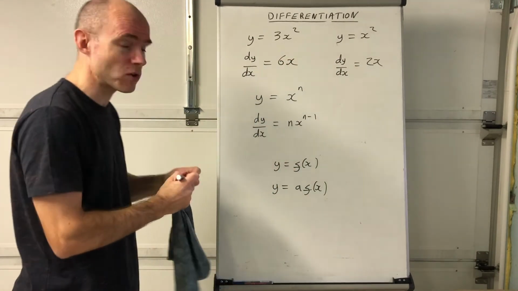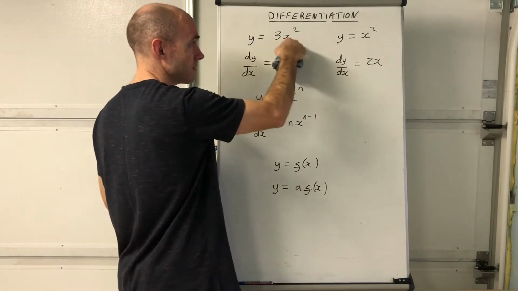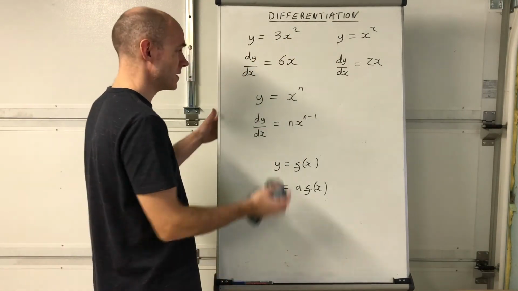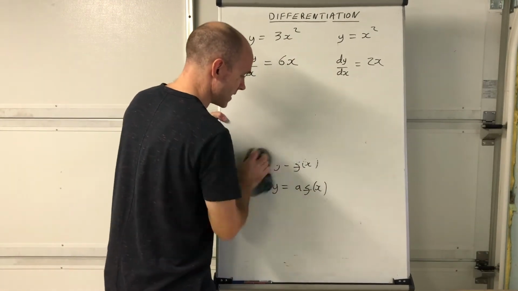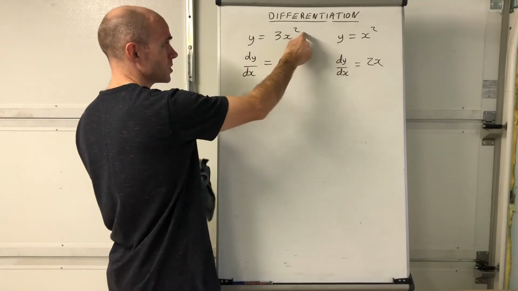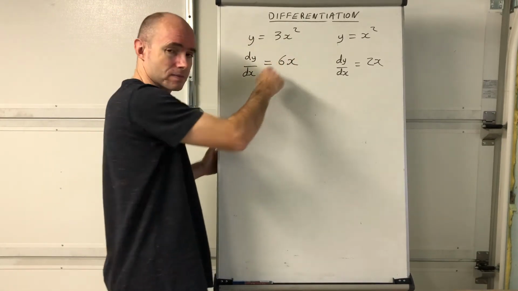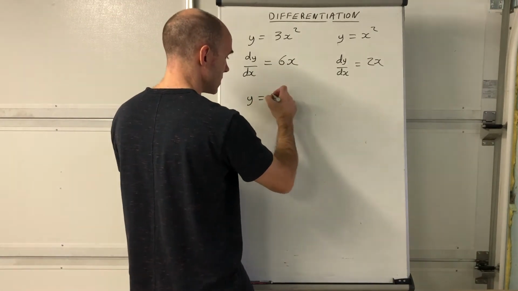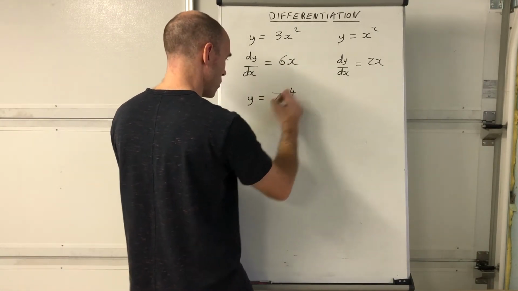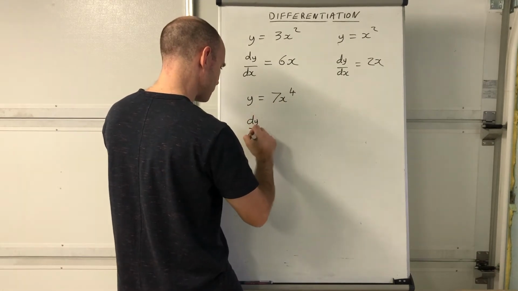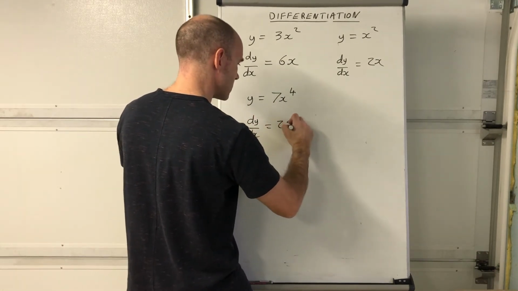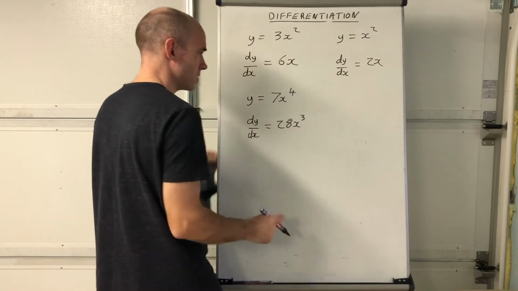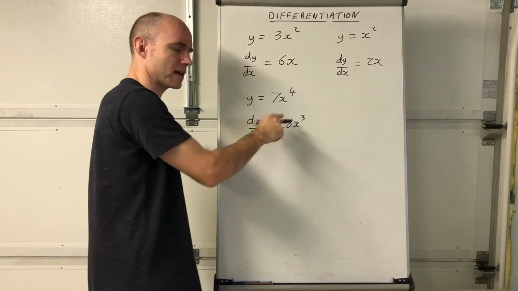So when you've got a coefficient in front of the variable, that's all you're doing. The quick way of looking at it is this: you just do 2 multiplied by 3 to get 6. Let's do another one. What if you've got instead y = 7x to the power of 4, what would dy/dx be? It would be 28x to the power of 3. You do 4 times 7, 28, x to the power of 3.